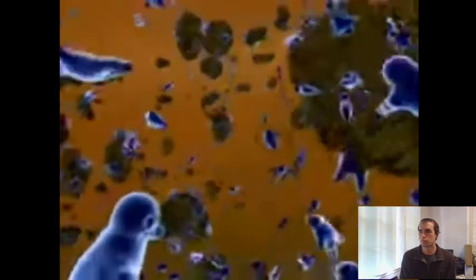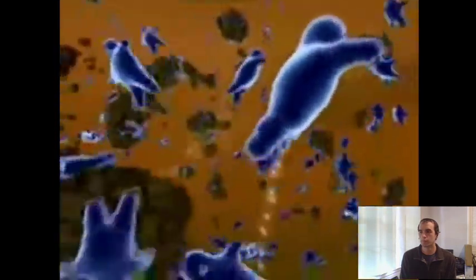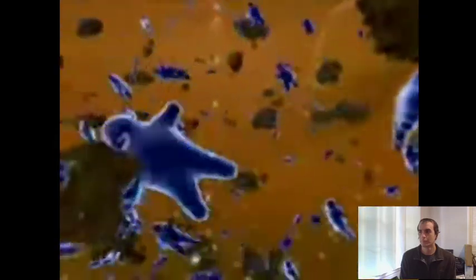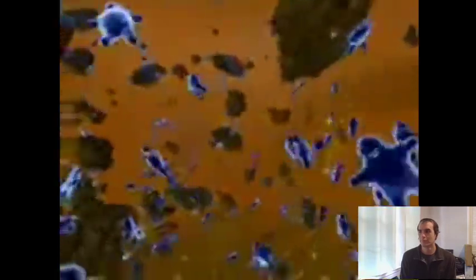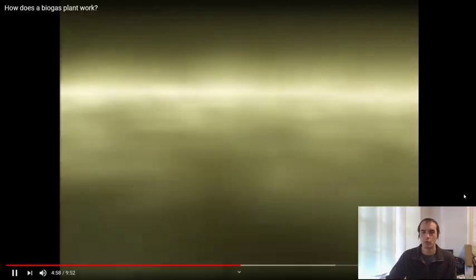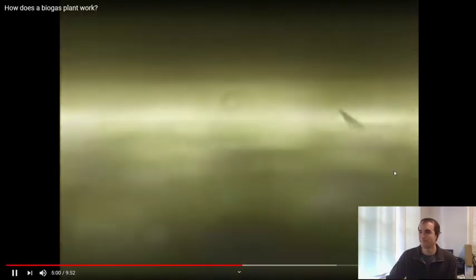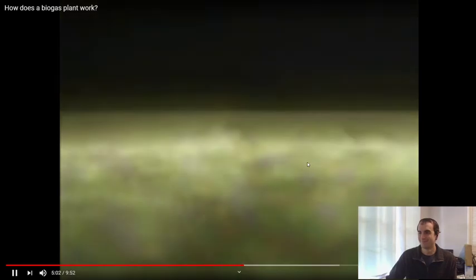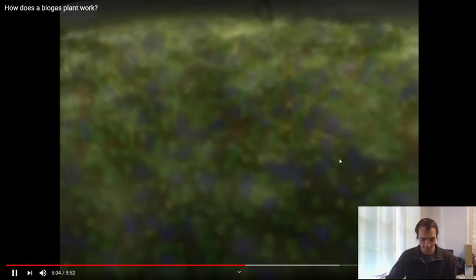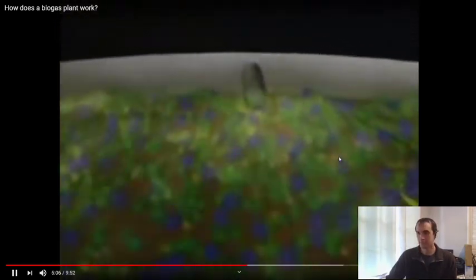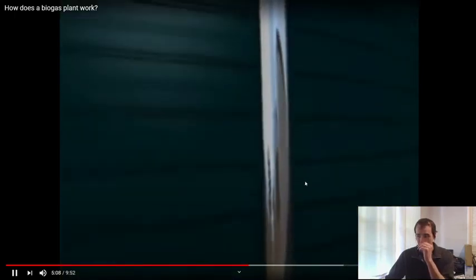If the contents are continually stirred, the gas rises slowly to the top of the container. It consists of approximately 50 to 70% methane, colored green here, and also carbon dioxide, water vapor, hydrogen, and hydrogen sulfide. As water vapor and hydrogen sulfide are problematic for the utilization of the gas later, it is necessary to treat the biogas now.